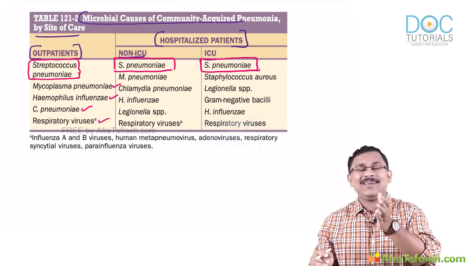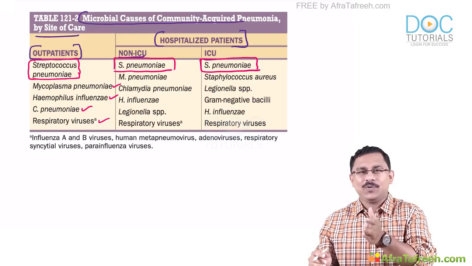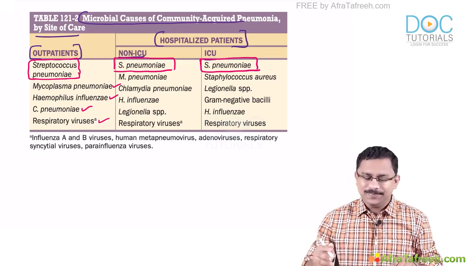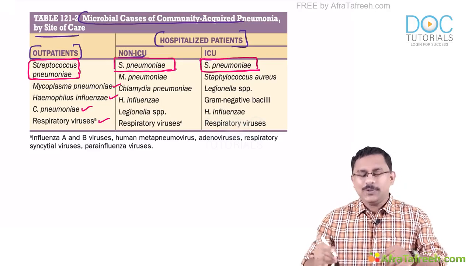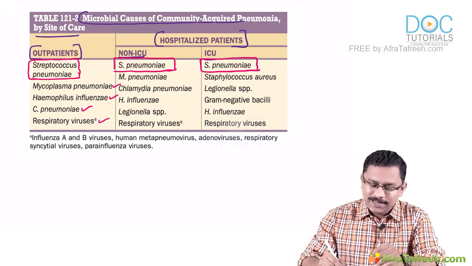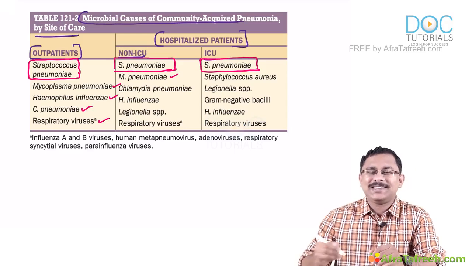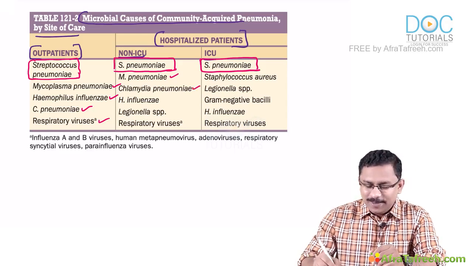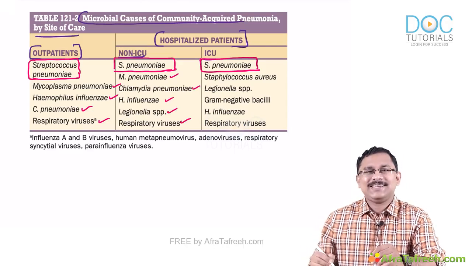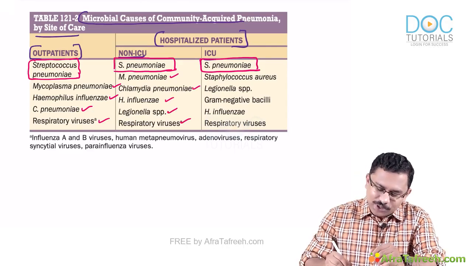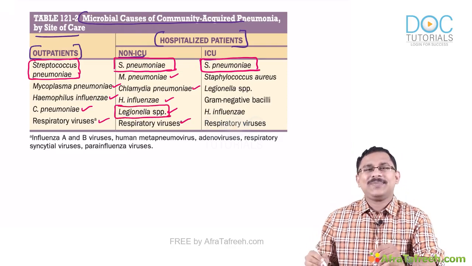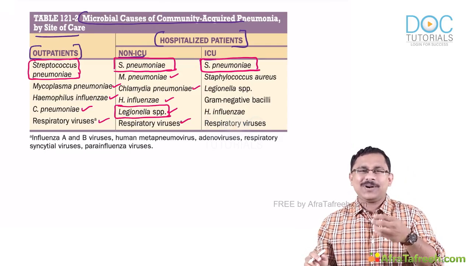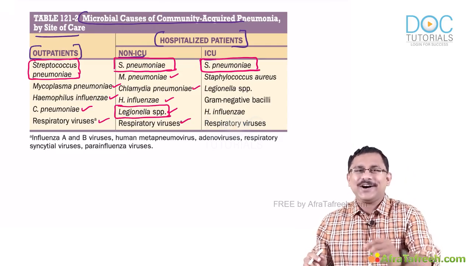Coming to the community acquired pneumonias which might require a hospital admission, it might be non-ICU. Again, the list of organisms, after Streptococcus, is Mycoplasma, Chlamydia, H. influenzae, Legionella, and respiratory viruses. So you see another organism is peeping in, that is your Legionella. Which means Legionella is more likely to get you into the hospital.